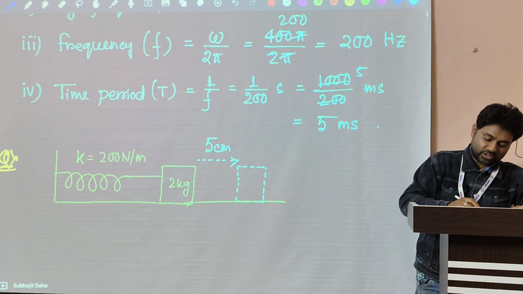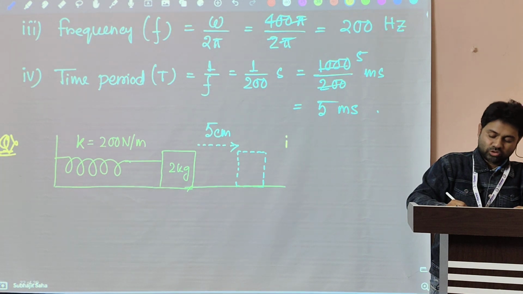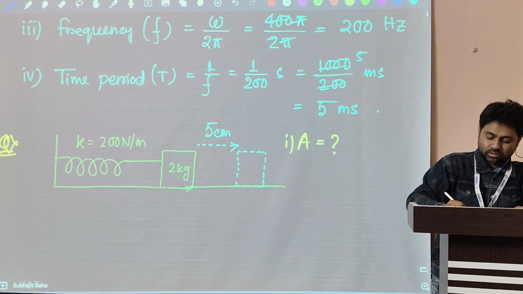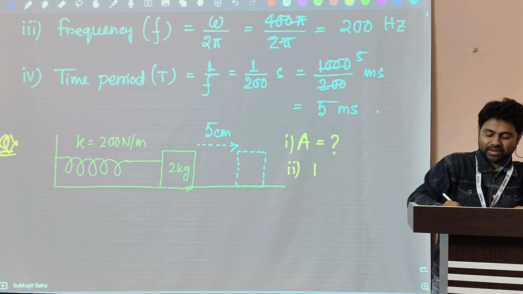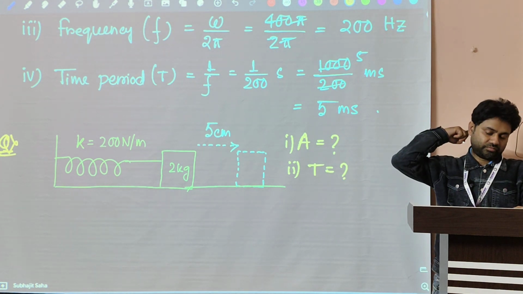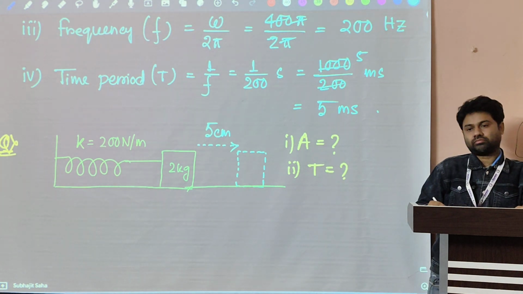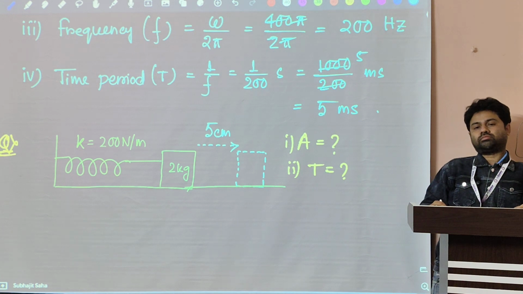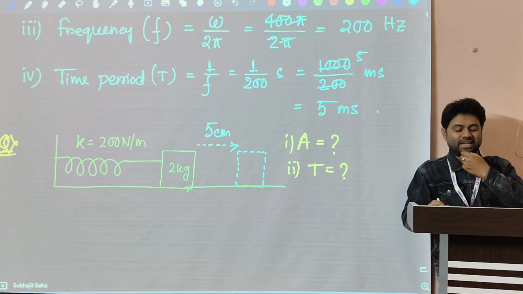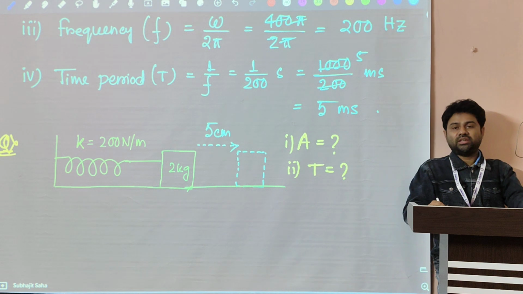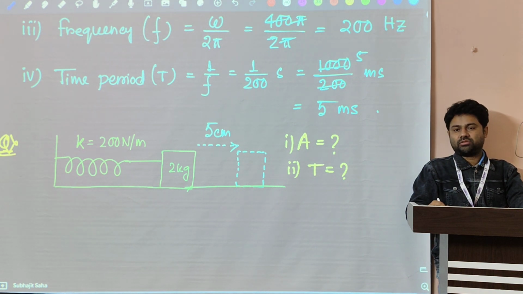So here 2 questions arise. Number 1, what would be the amplitude? What would be the time period of oscillation? What will be the amplitude and what will be the time period of oscillation?